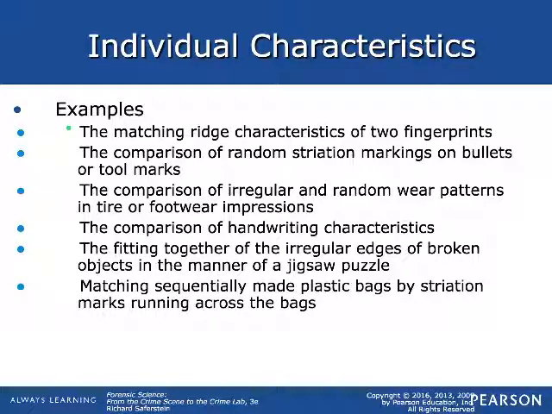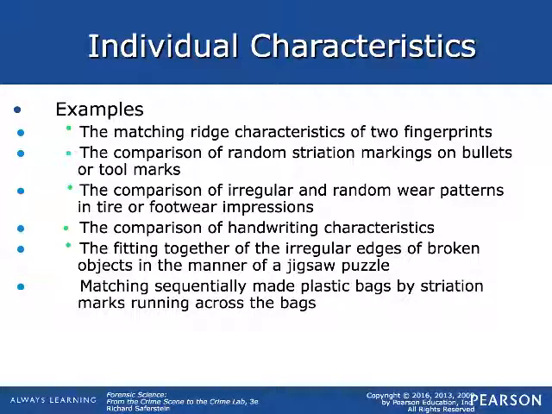So examples of individual characteristics: matching the ridges of two fingerprints; the comparison of random striation markings on bullets or on a tool; the comparison of irregular or random wear patterns in a tire track or footwear. Nobody walks like me, nobody has the same wear patterns on their shoes as I do. Comparison of handwriting characteristics. If you have a weapon that's broken off, the fitting together of the irregular edges, it's going to be really, really rare that two things break off exactly the same way.